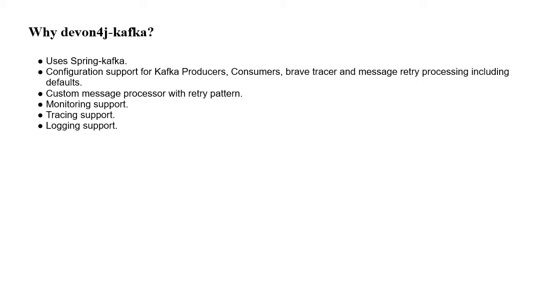The next thing is tracing support. This is done using Spring Cloud Sleuth. We inject B3 headers from Brave Tracer, which are the trace ID and span ID, into the producer record headers. So when you consume a message for the given topic, along with the other headers, you will also receive these two headers from the consumed message record headers, so that you can track the asynchronous process of the producer and the consumer.